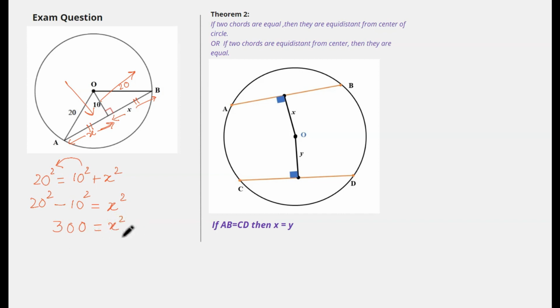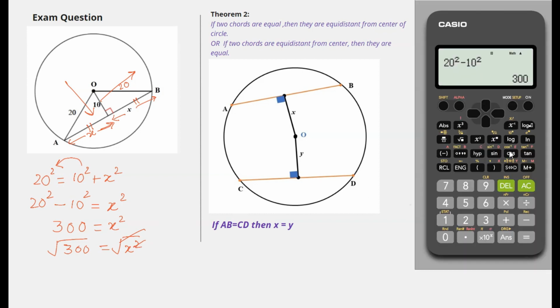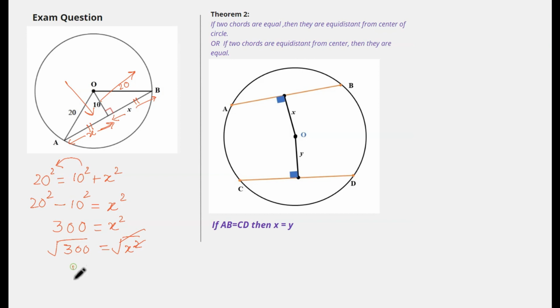Now you need to find the value of x, not x squared. So you need to take the square root on both sides. So the square root of 300 equals the square root of x squared. So the square and square root go away. So what about the root of 300? Let's use the calculator for that. So the root of 300 equals 17.3.